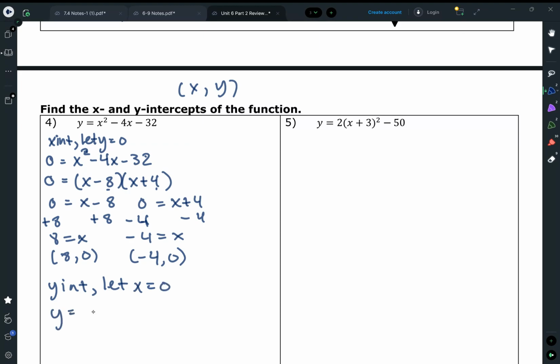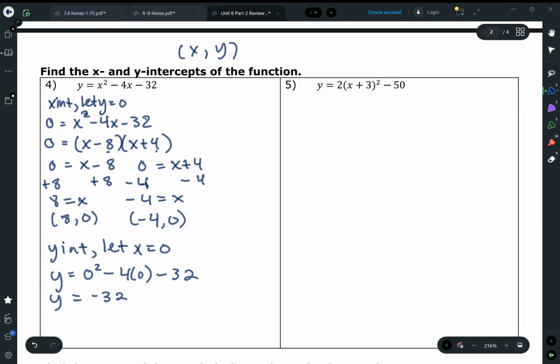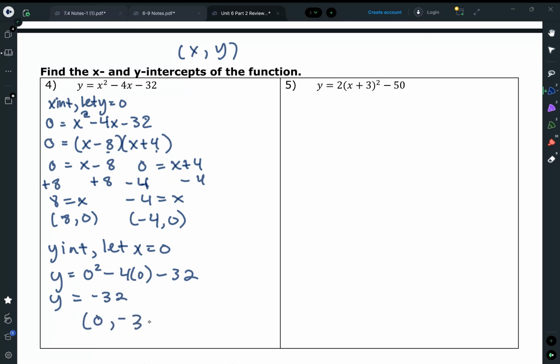To find a y-intercept, we're going to let our x equal 0. So y equals 0 squared minus 4 times 0 minus 32. After I square 0, it's 0. 4 times 0 is 0. I'm left with a negative 32. And so our y-intercept is 0 comma negative 32. Again, ordered pairs are x then y. We put in 0 for x. Negative 32 was our y.